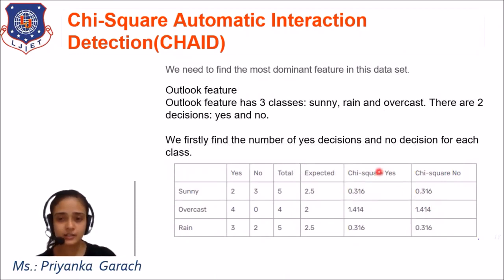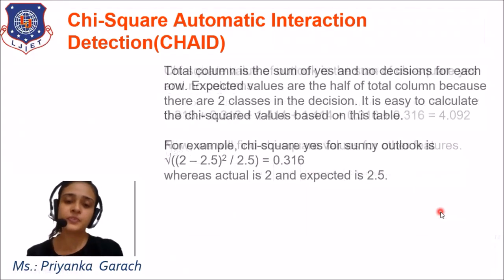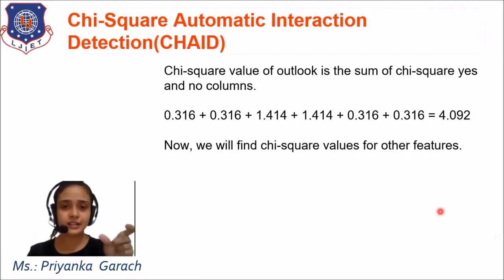So I will get all these values, that is chi-square for the yes and chi-square for the no for the sunny, overcast, and rain. So this table shows this particular value. Now what I have to do is that the chi-square value for the outlook is the sum of the chi-square yes and the no columns. So I want to find out the final chi-square value for the sunny value, that is for the outlook attribute.